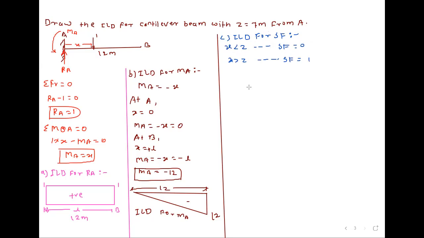So we will draw the figure here. Suppose this is the baseline. Z location: suppose this is A point, this is B point. Now Z distance is 7 meter from A. म्हणजे A पासून 7 meter ला इथे तुमचा C point असेल, and Z is equal to 7 meter. This remaining span is how much? 5 meter. So for the first part the value is 0, and from here the value is 1. So the shear force diagram is like this. Sorry, the ILD diagram for shear force.